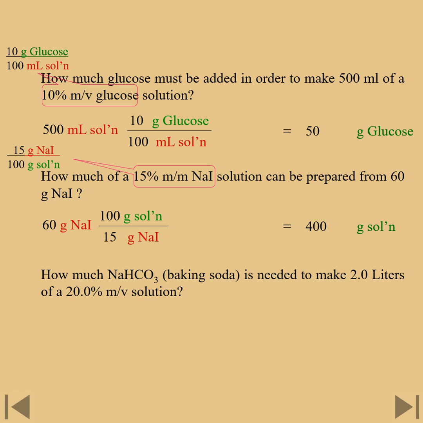Next, how much sodium bicarbonate? Actually, the official term is sodium hydrogen carbonate, but most folks call it sodium bicarbonate or bicarbonate of soda. And how much is needed to make 2 liters of a 20% mass volume solution? Well, let's pull out that conversion factor. And then on to step 1, how much sodium hydrogen carbonate?